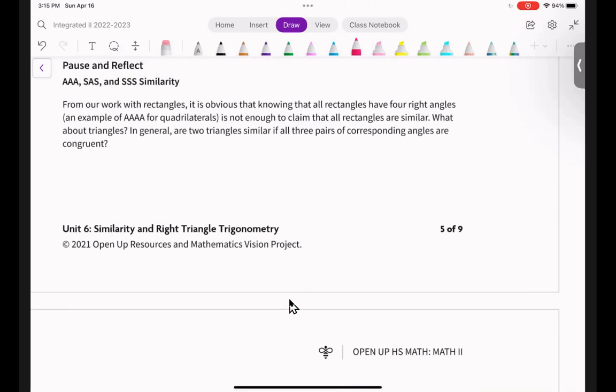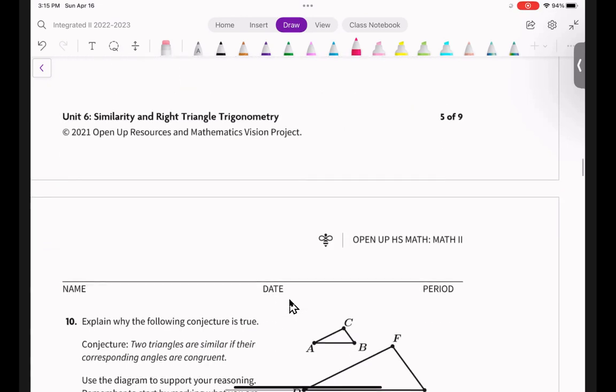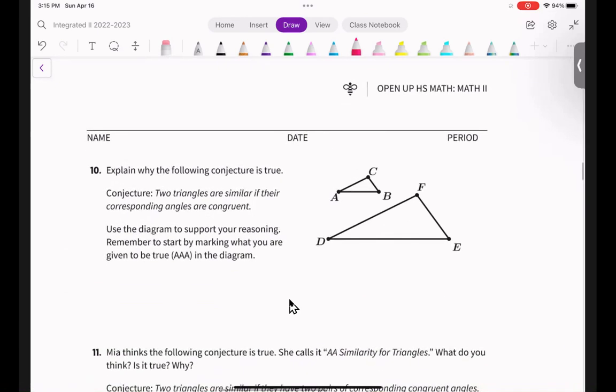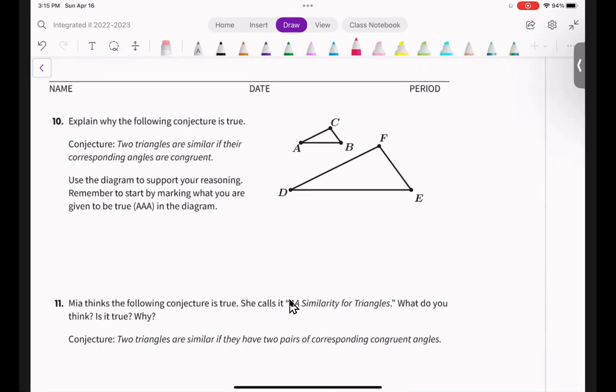It says, from our work with rectangles, it's obvious that knowing that all rectangles have four right angles, for example, for quadrilaterals, is not enough to claim that all rectangles are similar. What about triangles? In general, are two triangles similar if all three pairs of corresponding angles are congruent? So explain why the following conjecture is true. Two triangles are similar if their corresponding angles are congruent.